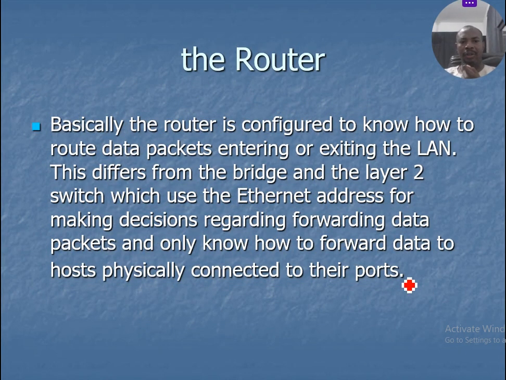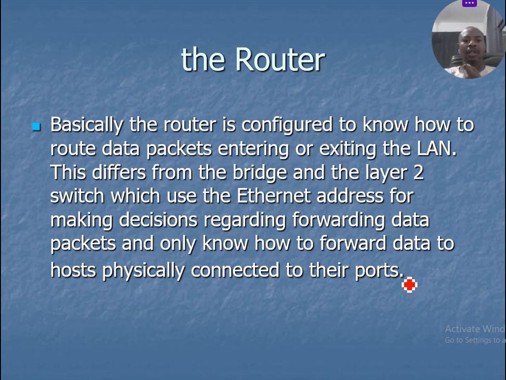Still on the router, it is configured to know how to route data packets that are entering any local area network and data packets that are exiting any local area network. This is by configuration, by design. Routers are configured to act like this. They already know where to send data packets. They are configured to determine the route of data packets, where they're coming from, and where they're supposed to go by default. This is how routers are configured in a local area network.